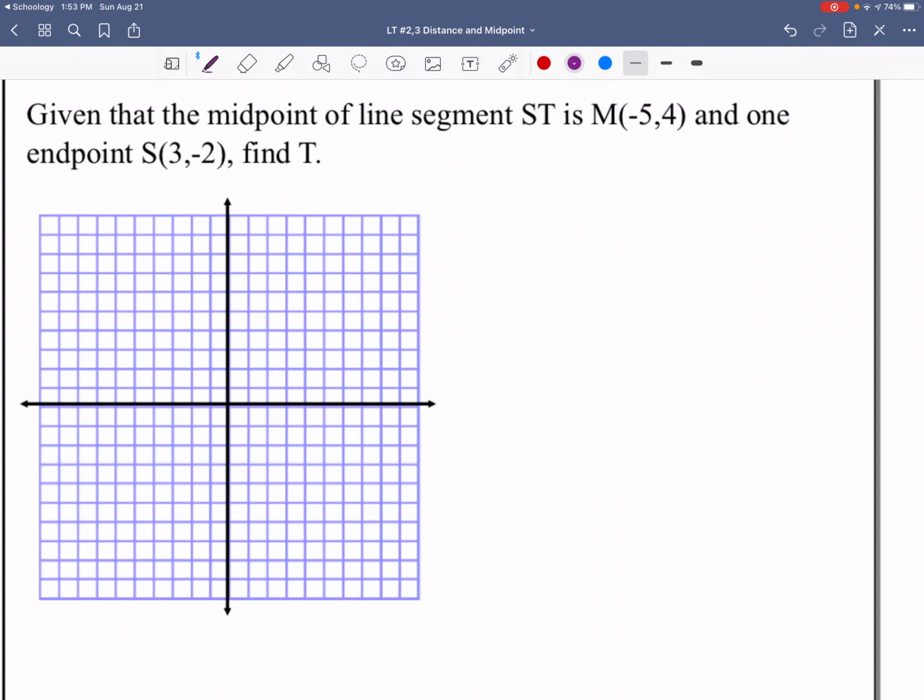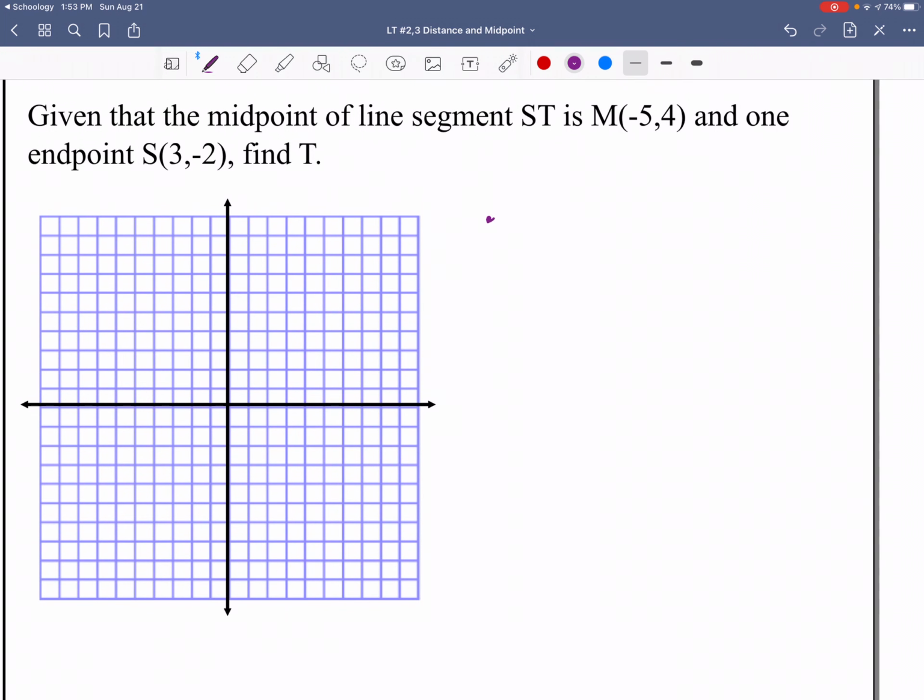Let's try that over here. Given that the midpoint is at negative 5, 4, let's draw our line segment. Let's get the two endpoints. The midpoint, M, is at negative 5, 4. S is at 3, negative 2. I always tend to put the one endpoint that's given on the left. You don't have to, because it doesn't matter. And we just got to find what T is over here.